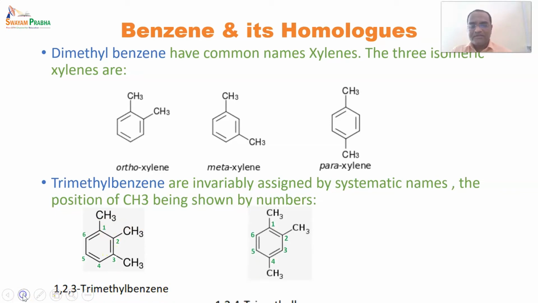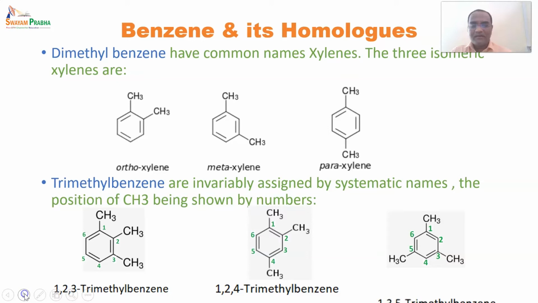After that, the second structure: 1,2,4-trimethylbenzene. 1, 2, and 4 are having 3 CH3 groups, so it is trimethylbenzene. So the basis behind all the structures is benzene, only it is having a different substitution.